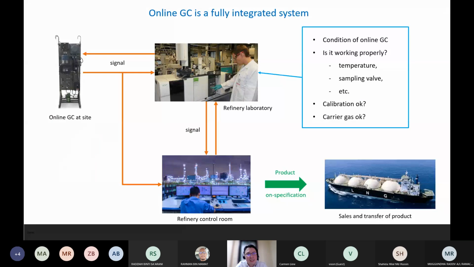So online GC is a fully integrated system. We love the online GC because the raw information, sorry, the unprocessed data that you get can be checked by the lab.